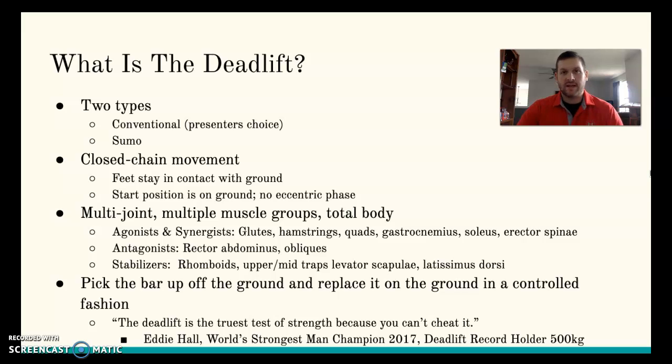So before we get into that, though, we have to kind of define what a deadlift is and what the purpose of it is. So the deadlift, we have two types, conventional and sumo. Both of these are heavily used in the powerlifting sector. For this, we're going to talk about conventional deadlift. That's my favorite. So we're going to talk about the conventional deadlift.